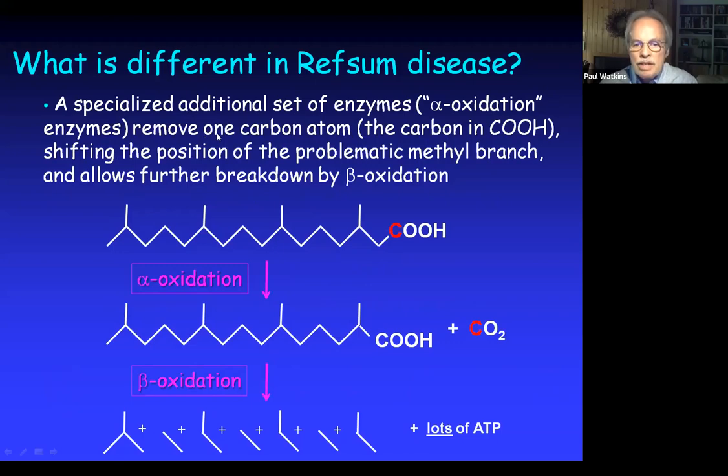So a specialized additional set of enzymes called alpha oxidation enzymes remove one carbon atom, the one in the COOH, from the phytanic acid molecule, and it comes off as carbon dioxide. And that literally shifts the position of this branch from being at position 3 to position 2. Because of this shift, the beta oxidation enzymes, the ones that break down straight chain fatty acids, can actually break down the entire rest of the phytanic acid molecule, generating pieces that have either 3 carbons, 2 carbons, or in this case at the end, 4 carbons, all of which the body can deal with processing further. But in addition, you again get lots of ATP. So to break down phytanic acid, we need both the alpha oxidation enzymes and the beta oxidation enzymes.